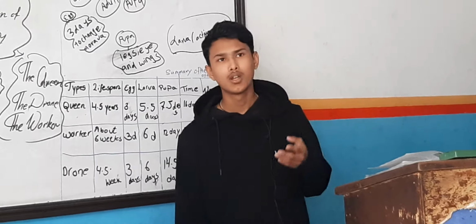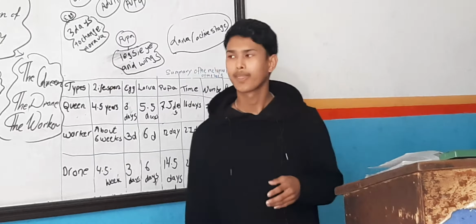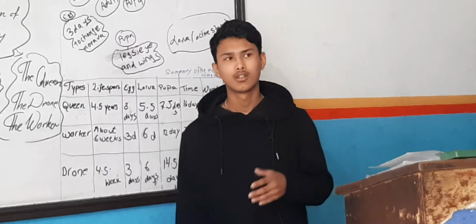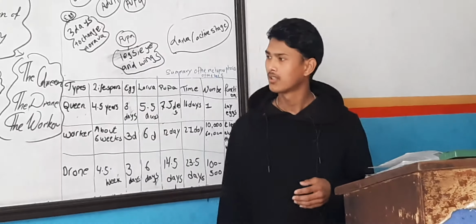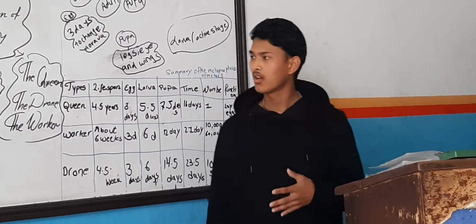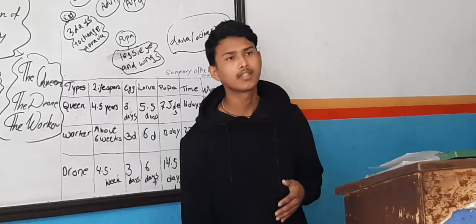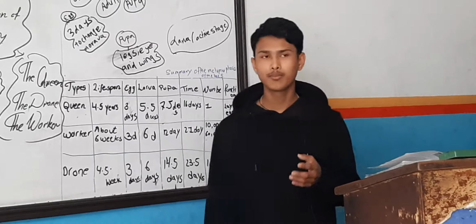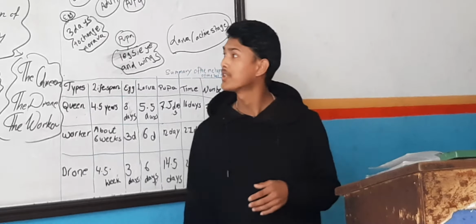The prothorax consists of a pair of front legs, and the mesothorax consists of a pair of legs and a pair of wings. The metathorax is the last segment of the thorax, which consists of a pair of hind legs and a pair of hind wings. And the abdomen is long and broad and consists of 9 segments.